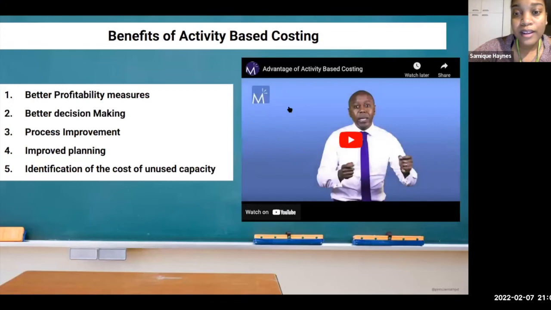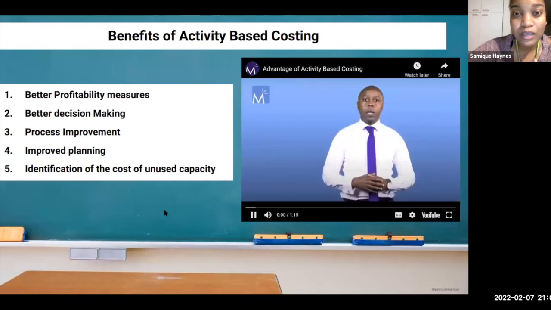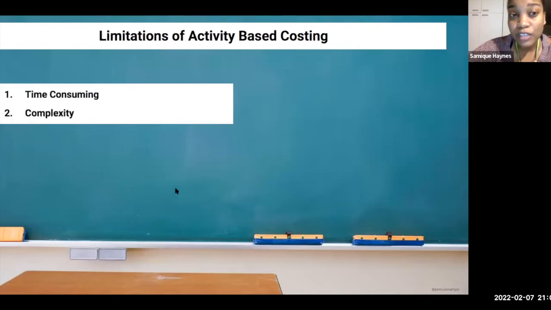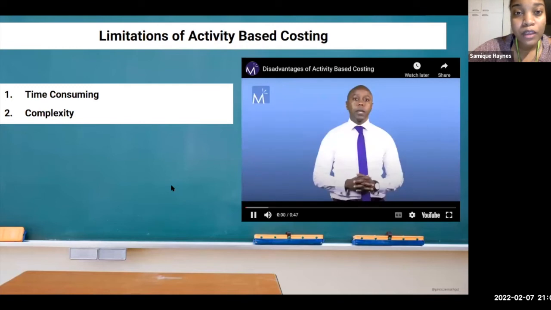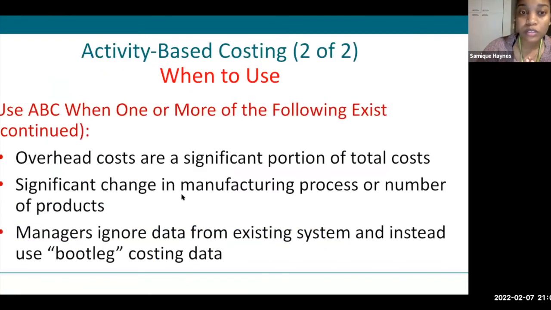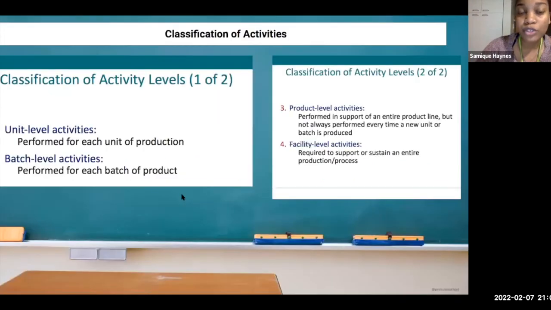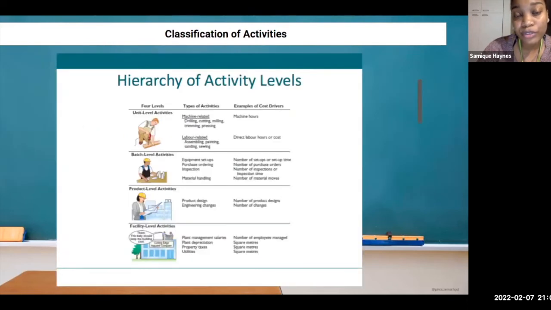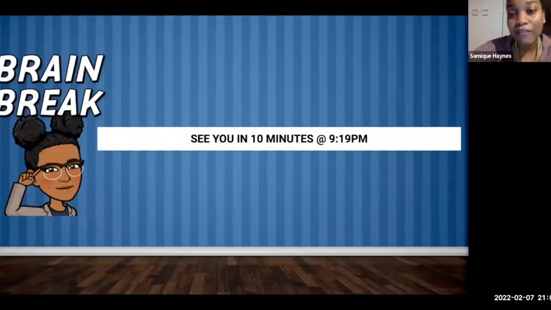All right, so then I'm not going to go through this. I'm going to leave this in the slide. It's just theory. What are the benefits of activity-based costing? What are the limitations of it? And then which method should we use? I'm going to leave this one up to you as well, okay? As well as the classification of activities. I have these slides here for you to look over, and we can have a break now.